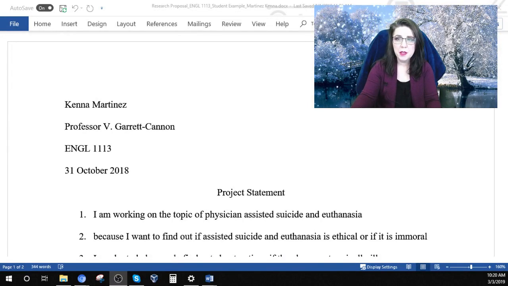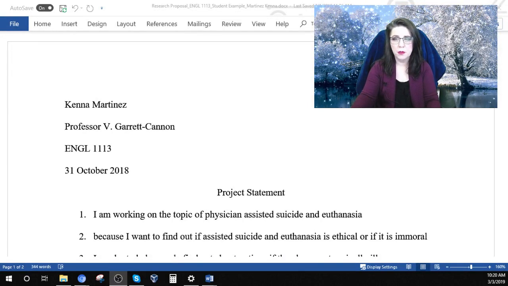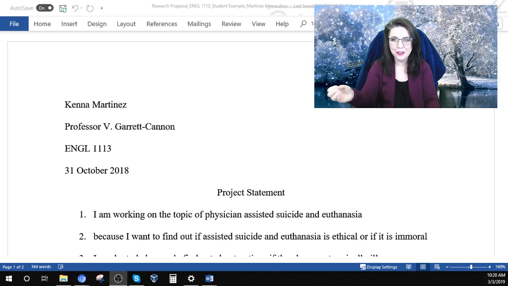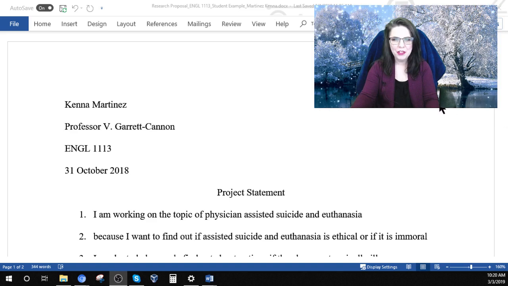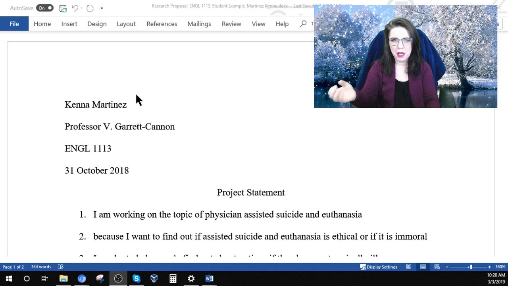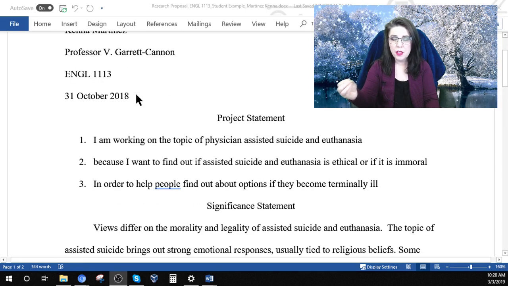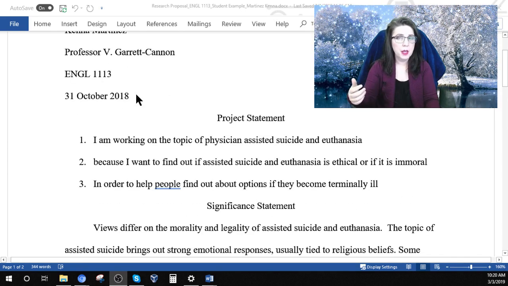So this is Kenna Martinez's research proposal, and she does have the header. Unfortunately, you can't see it because my face is covering that up. And she does have all the required information for her name, my name, the course, and the date. The month should be abbreviated, but that was easily fixed. Then you can see that she does follow the 3-step project statement.